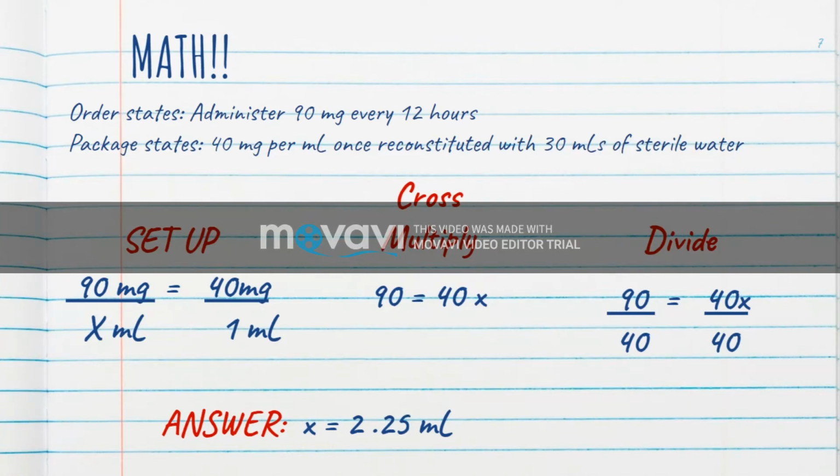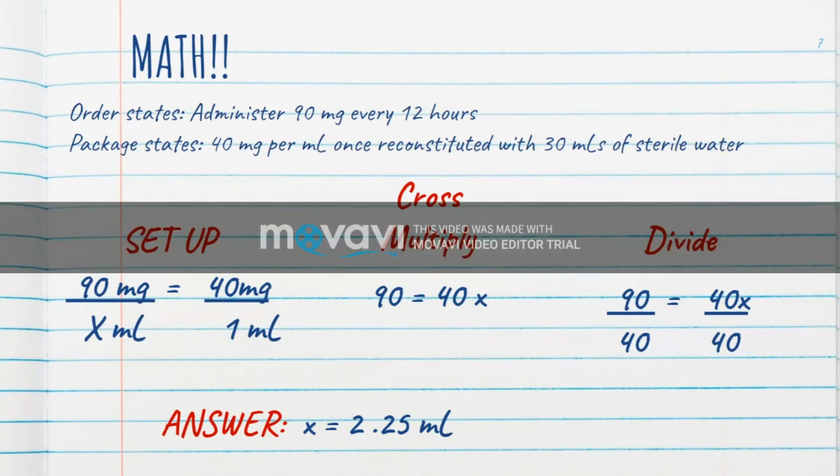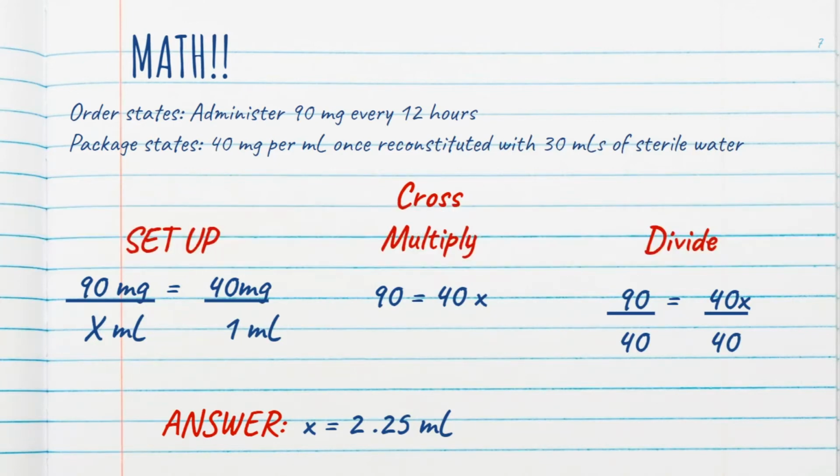So that's what we're going to write our ratio and proportion as. 90 milligrams over X ml, because that's what we're trying to figure out, and 40 milligrams over 1 ml, because that's what we know from the package. Cross multiply to get 90 equals 40x, and then divide to make that x stand alone. We have to divide by 40 on both sides of the equation, and we get x equals 2.25 mLs. Great job.